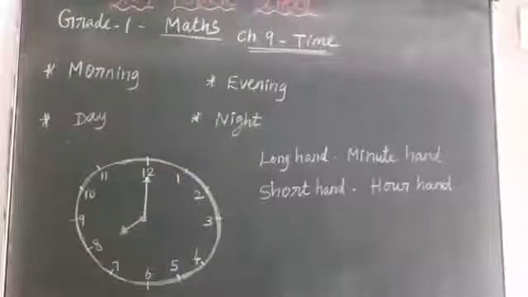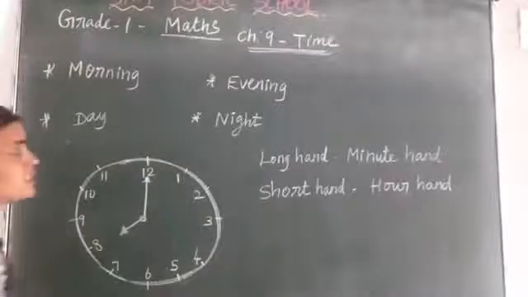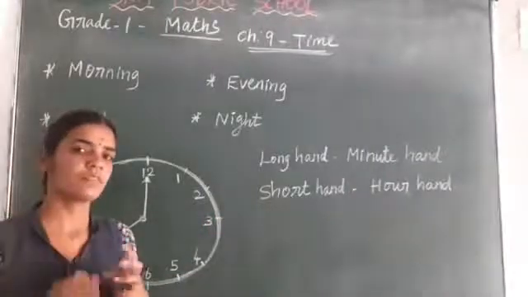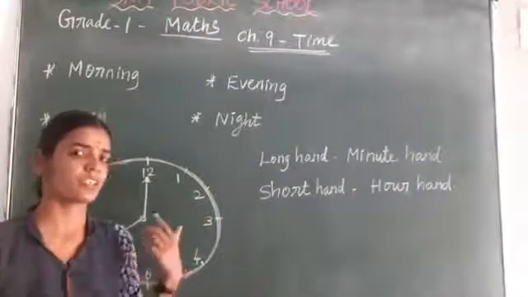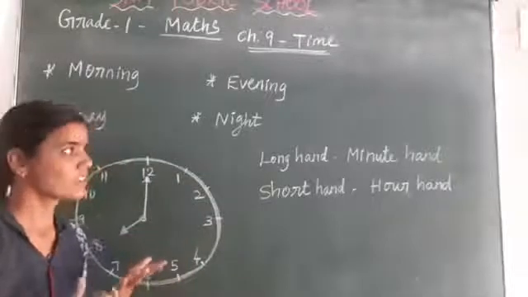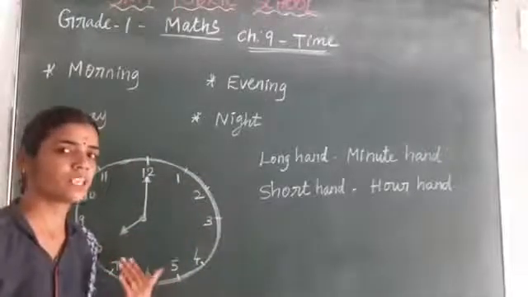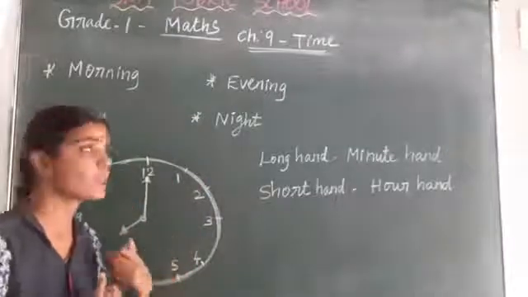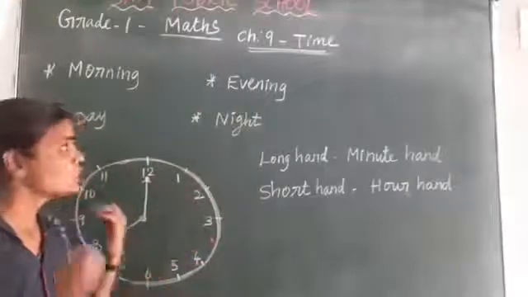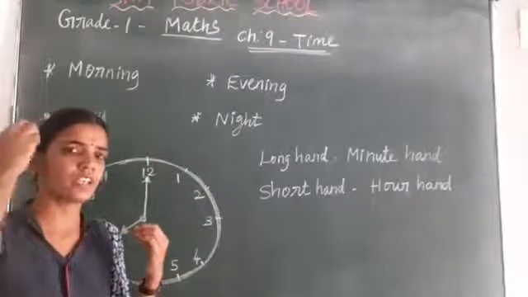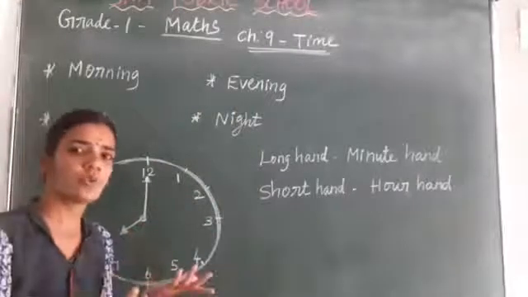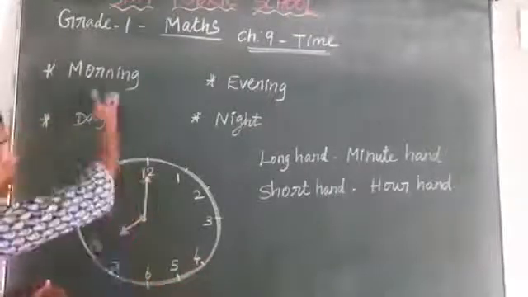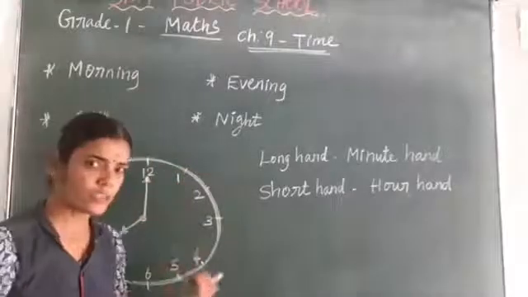Next we are going to revise chapter 9, time. In this time chapter, which words did we use in the last class? Just to recall, what are the things we have learned? Usually, time means what we have in our mind. When will you go to school, morning or evening? Or day or night? When will you go to school, Kanna? Morning only.